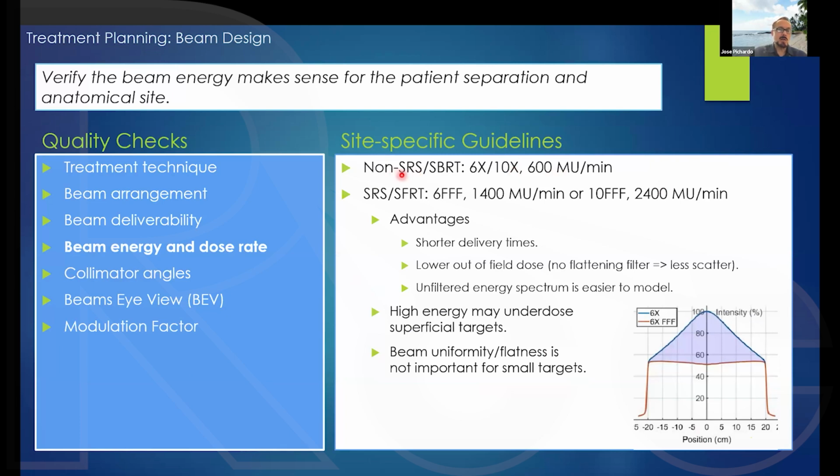If you're treating a non-SRS or SBRT case, increasing the dose rate, there's nothing wrong with that. I know that typically we're used to seeing 600 MU per minute. You could have cases in which you could increase your dose rate, particularly if you're treating 3D. Now, if you're treating IMRT or VMAT, you have to be careful because if your dose rate is too high, the MLC may have trouble keeping up. The MLC leaves may have to move too fast to keep up with the dose delivery. So those cases, you really have to consider on a case by case basis.